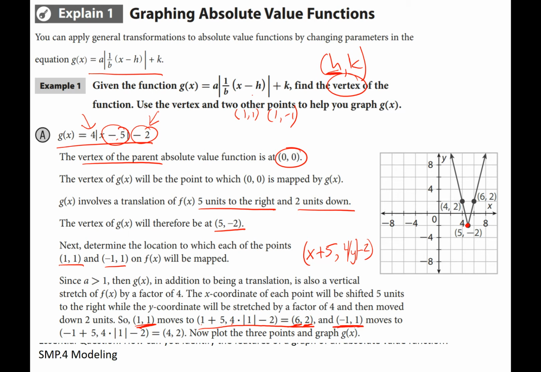Then they did the exact same thing with negative 1, 1. They plugged it into these formulas, got 4 and 2, and plotted it. All right, I'm going to show you the way I would do it now. I graph my vertex, okay? I don't need to go through all of this.